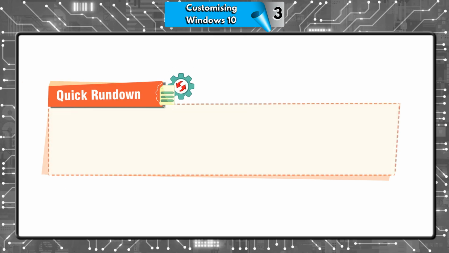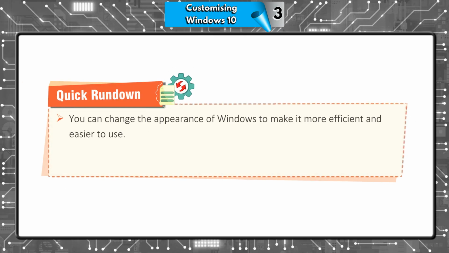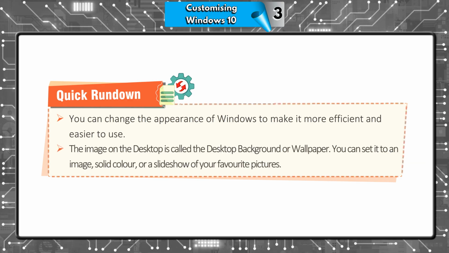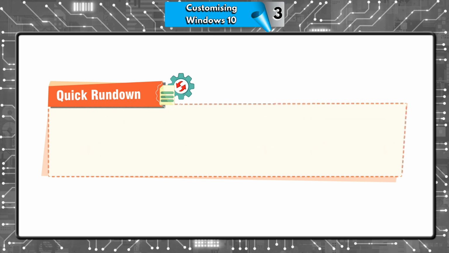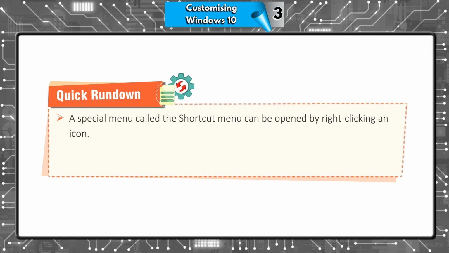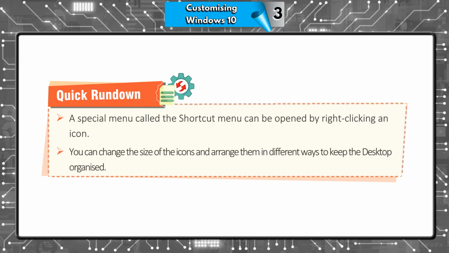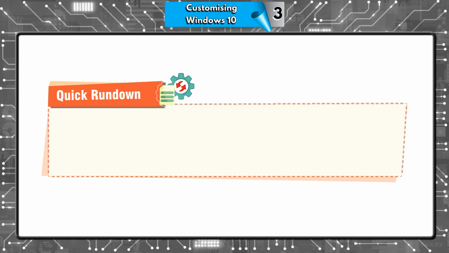Quick rundown. You can change the appearance of Windows to make it more efficient and easier to use. The image on the desktop is called the desktop background or wallpaper. You can set it to an image, solid color, or a slideshow of your favorite pictures. A special menu called the shortcut menu can be opened by right-clicking an icon. You can change the size of the icons and arrange them in different ways to keep the desktop organized.